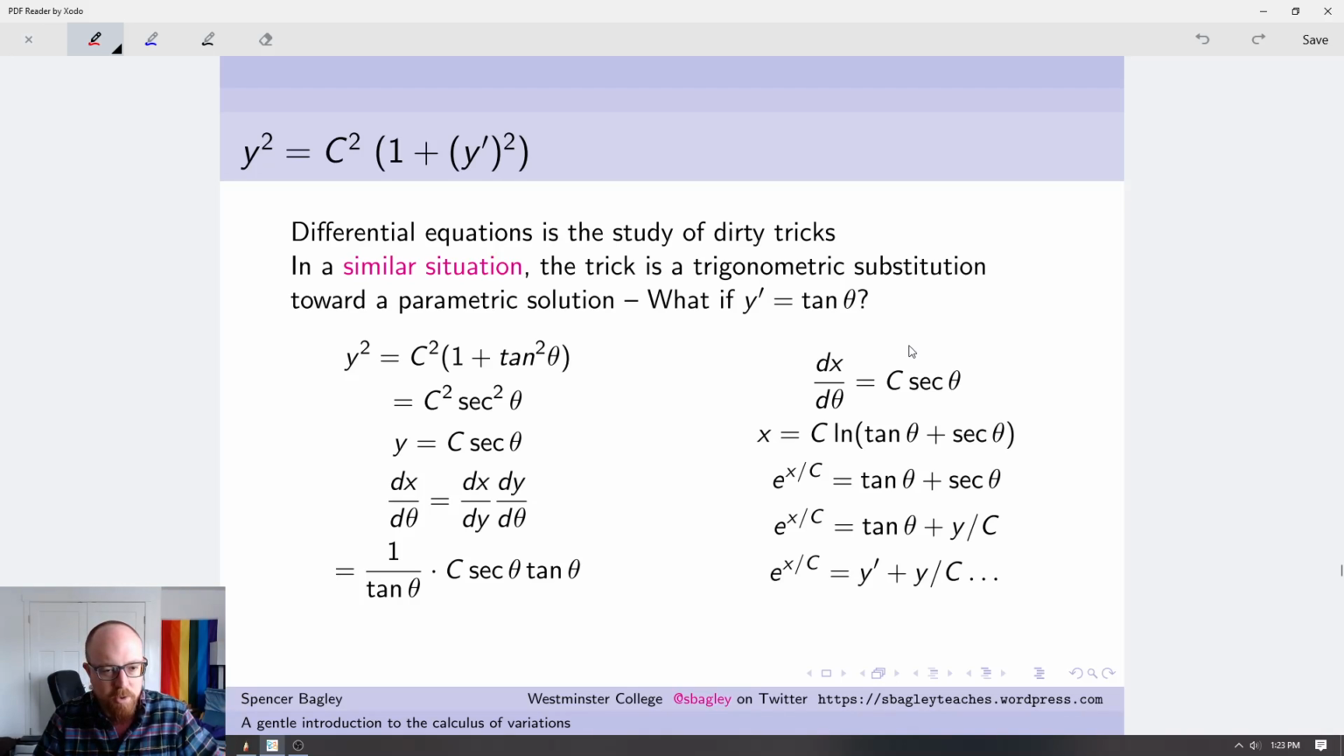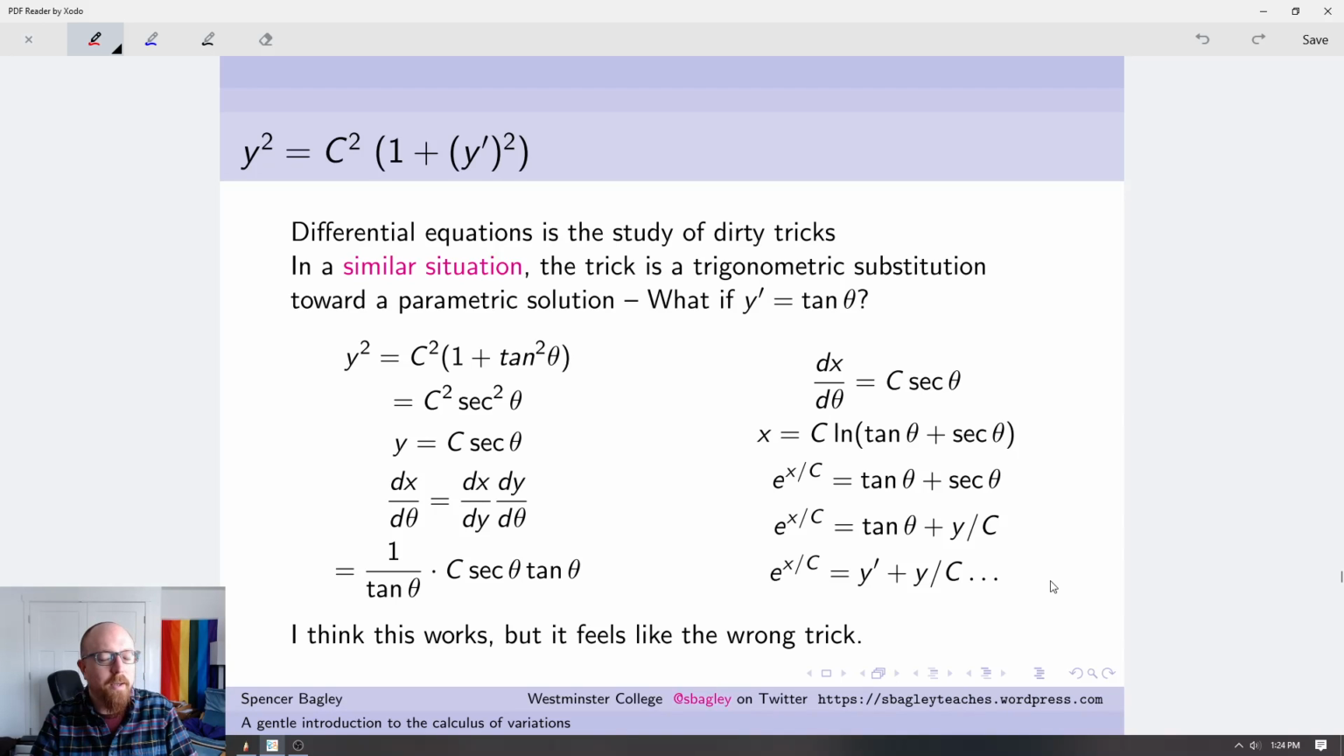I spun my wheels with this for a little while. I think you end up getting something that works. If you make this substitution and dink around with it, you end up with this, which is a first order non-homogeneous differential equation, which is fairly straightforward to solve. This works. I think it feels like the wrong trick. I think there's maybe a cooler, funner trick that we can do. And let's see what that trick is.